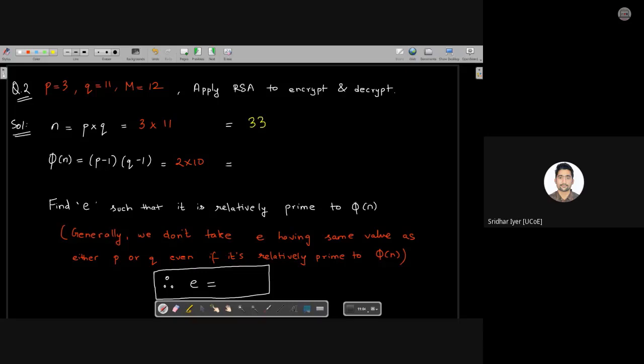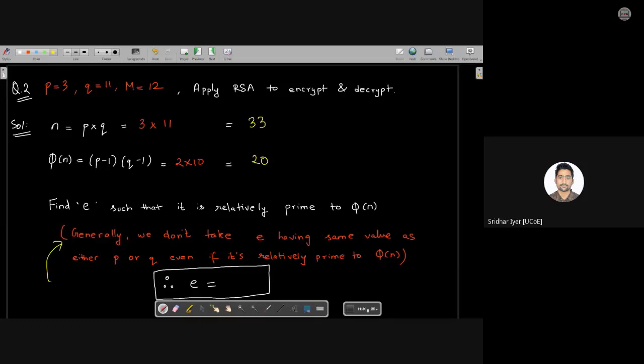Similarly, phi of n is (P minus 1) into (Q minus 1), so it simply means 2 into 10, that is 20. I have written a point over here, just pay attention to that step in red, this one. As you can see in this example, the value of E is not given, right? So what can we do? We have to find E, right?